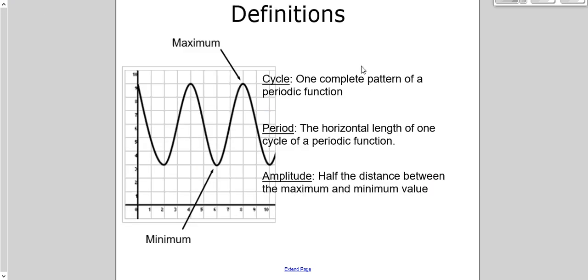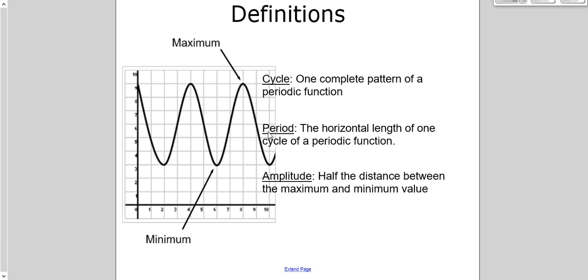All right, so just a few definitions. You may want to pause here to get this copied down. Maximums are the maximum height. Minimums are the lowest height. A cycle is one complete pattern of a periodic function. So a cycle is how long it takes to start and stop to create just one of the periodic functions. The period is the horizontal length of one cycle of a periodic function.